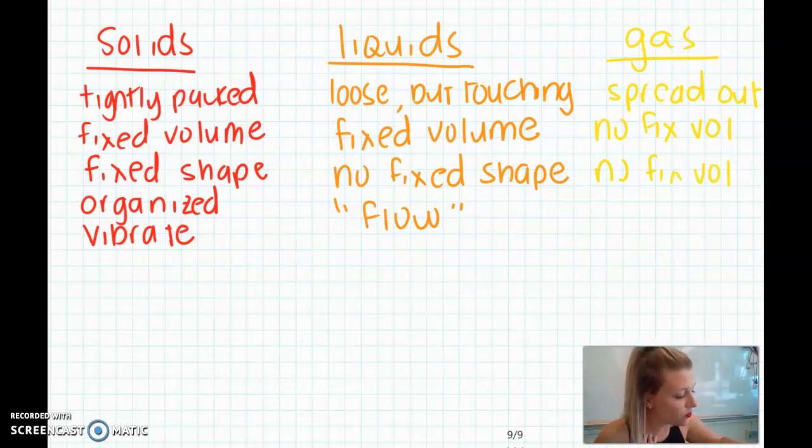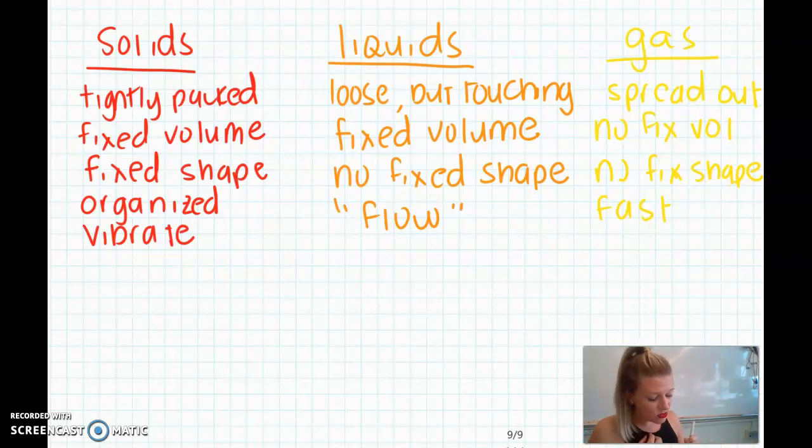So no fixed volume, and we're going to say no fixed shape. And then in terms of movement, gas particles are really cool because they move very, very quickly. So they move very fast.